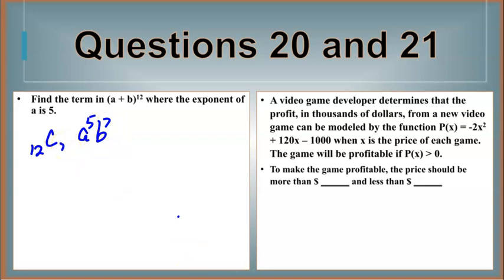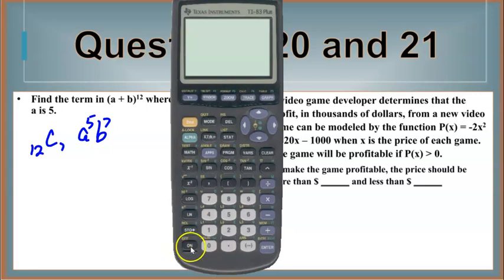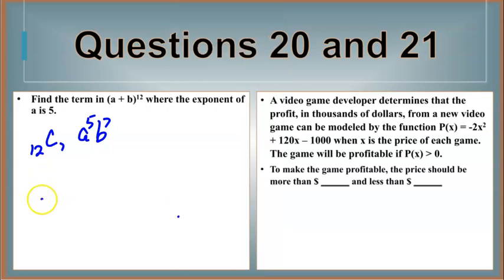So on our calculator, I'm going to hit 12, math, go to PRB, and it's number 3, and then we're going to put 7. That's going to give us 792. So the term is going to be 792 a to the 5th b to the 7th.